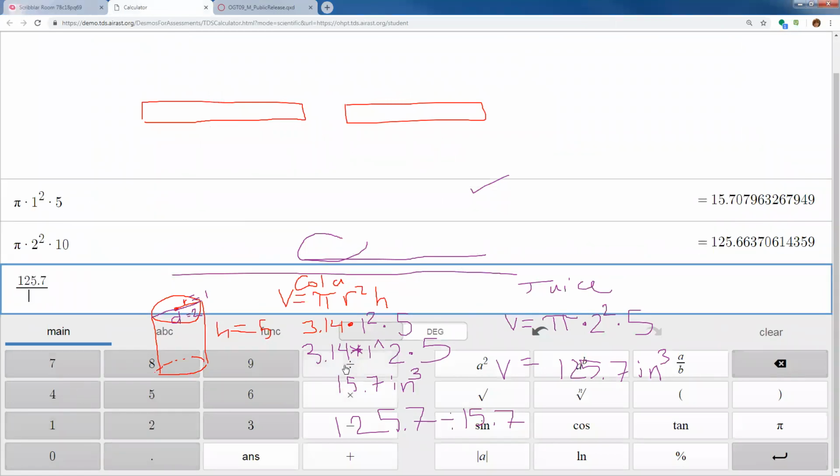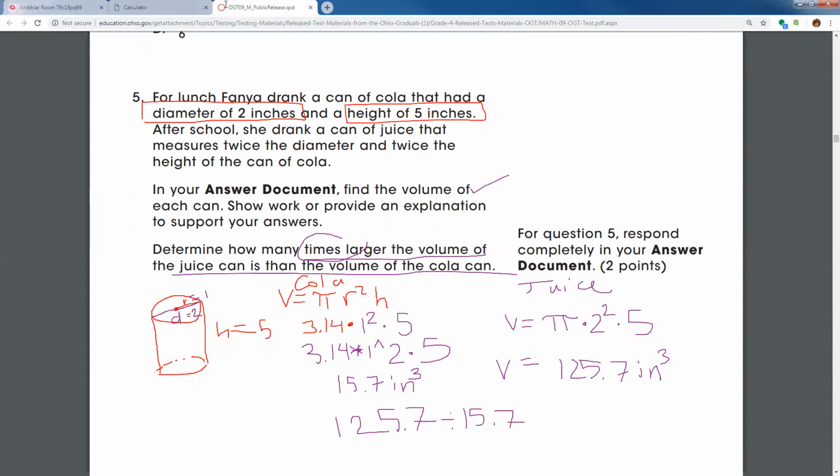125.7 divided by 15.7 is basically 8.0 or 8. Whether you write just 8 on this or 8.0, it should be correct because they're both the same.